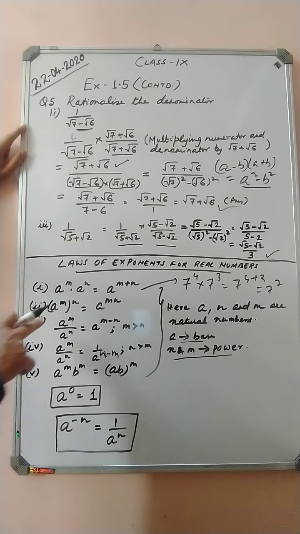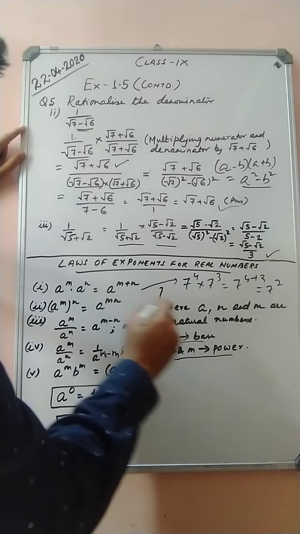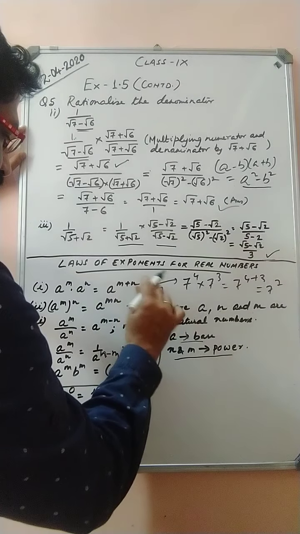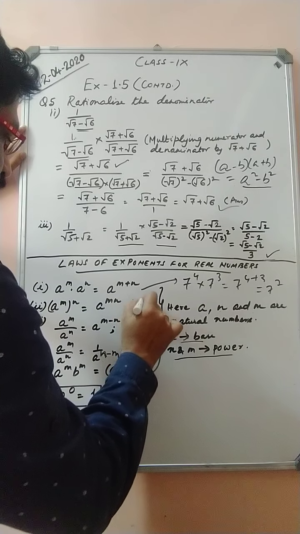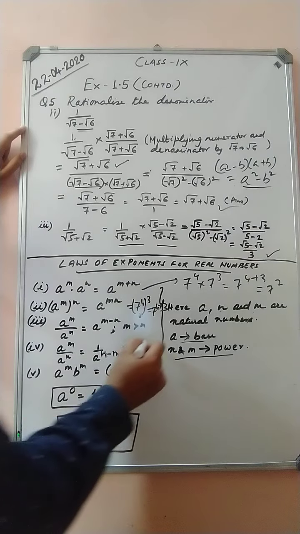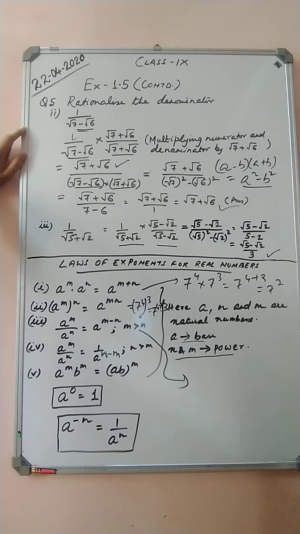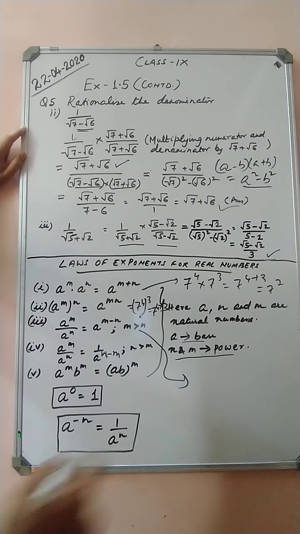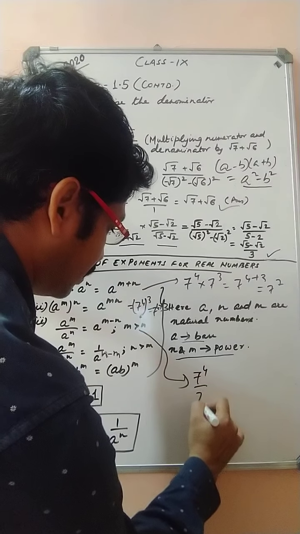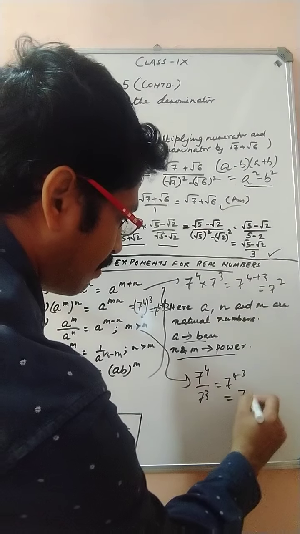Fine. The second one is a to the power m, the whole to the power n. Then you just multiply: a to the power m into n. The example: 7 to the power 4, whole to the power 3, is 7 to the power 4 into 3, that is equal to 7 to the power 12. Now the third one, a to the power m by a to the power n. The formula is a to the power m minus n, when m is greater than n. So 7 to the power 4 by 7 to the power 3 is 7 to the power 4 minus 3, because here m is greater, so it is 7 to the power 1.